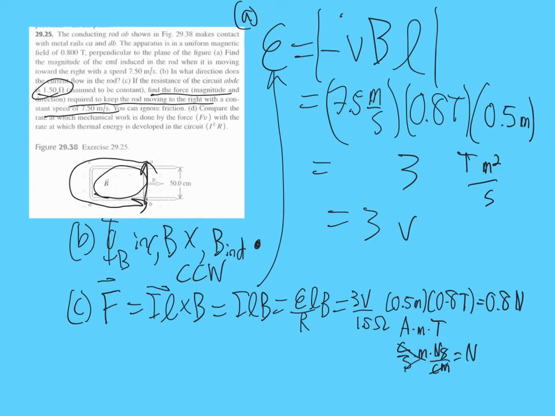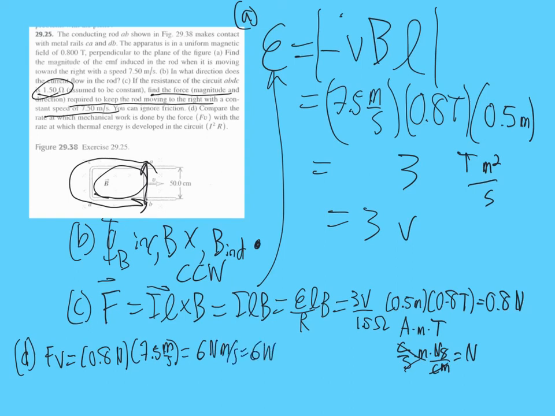And now we're going to go on to D. D says they want us to compare the rate at which mechanical work is done, F times V, to the rate at which thermal energy is developed in the circuit. So we're going to do 2 calculations here. We're going to do F times V, which is going to be our 0.8 newtons times our velocity, which is 7.5 meters per second. That's going to give me 6 Newton meters per second, or 6 watts.